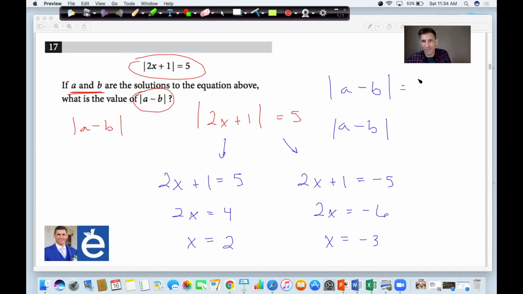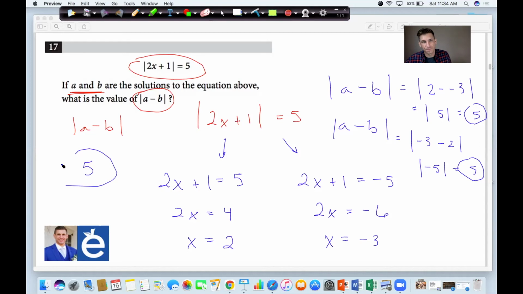So here I have, let's do 2 minus 3, which will end up giving me an absolute value of 5, which does give me 5, and what would you know? And then here, if I did it right, this should be the absolute value of minus 3, minus 2. This will give me the absolute value of negative 5, which does also give me 5. So yeah, 5 is going to be my answer.